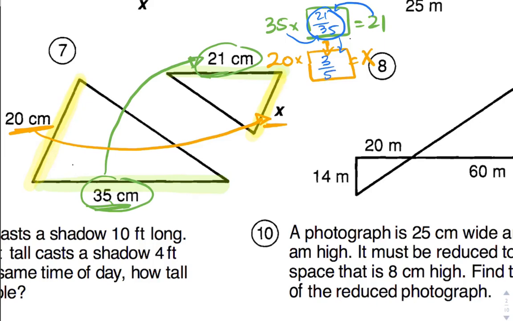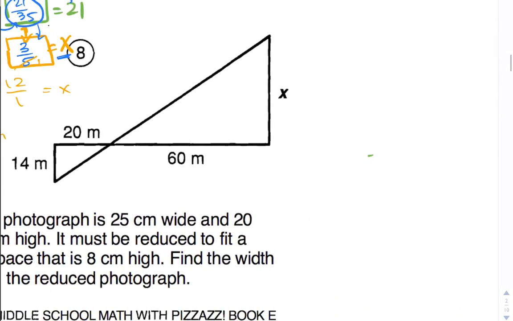Now, to find X, I just need to do 20 times 3/5. That's a lot easier than it looks. The 20 and the 5 can be reduced to 4 over 1, and 4 times 3 is 12 over 1, which equals X. So for this one, we got X equals 12 centimeters. Okay, I'll do that one more time with question number 8.